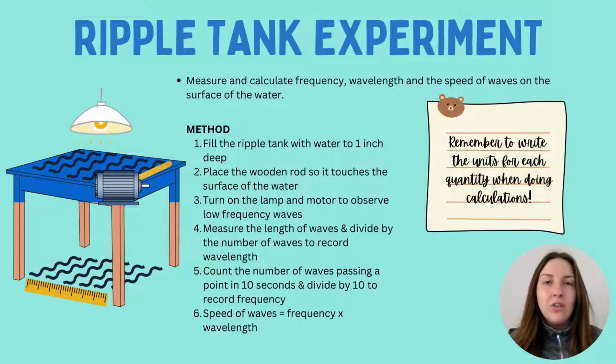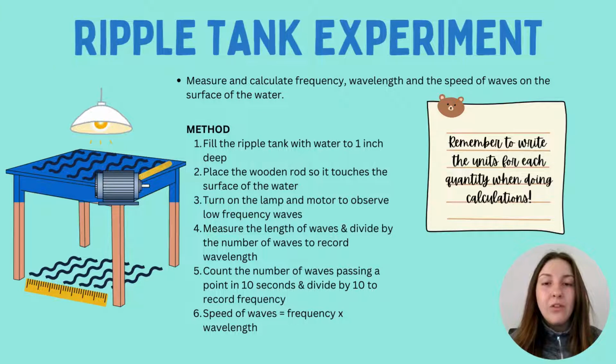What you're going to do is turn the light on that's above the ripple tank, and what will be projected are the shadows of those waves. And on the floor or on the surface, you might want to use some white card to make it look really clear and crisp, and you'll be able to see the wave patterns. Now, when you see those wave patterns form, you want to measure the length of the waves and then divide by the number of waves to record the wavelength. That's the first thing you want to do.